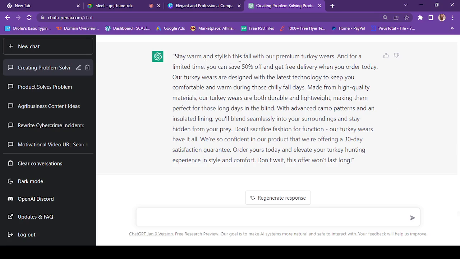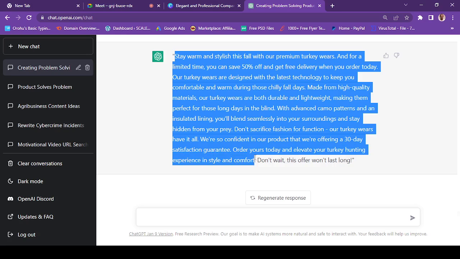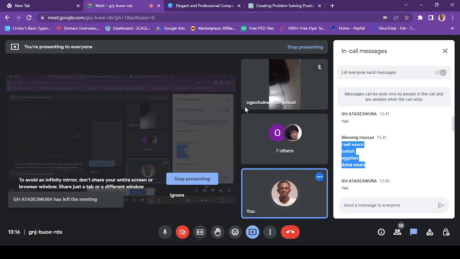Stay warm and stylish this fall with our premium turkey wears. And for a limited time, you can save 50% off and get free delivery when you order today. Our turkey wears are designed with the latest technology to keep you comfortable and warm during those chilly fall days. Made from high quality materials, our turkey wears are both durable and lightweight, making them perfect for those long days. You can see this is a copy from the offers I presented. We already have a copy.